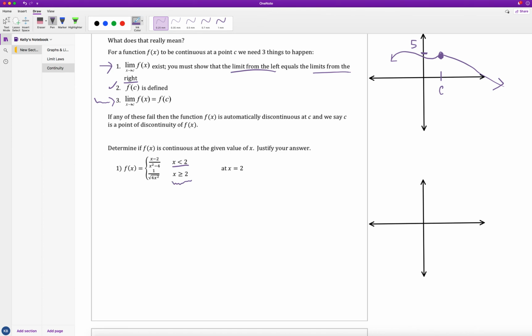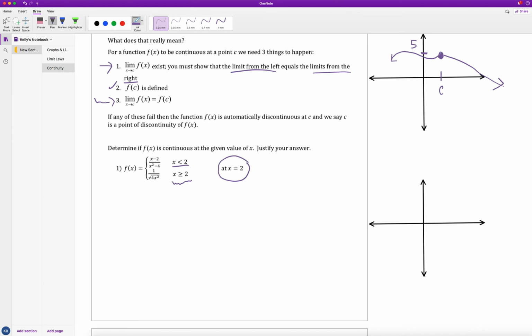So what this means is that if I'm looking at any x value that is less than 2, so 1, 0, any negative numbers, or even all the way up to 1.99999 repeating, we're going to be using this top function, which is x minus 2 over x squared minus 4. Now if we're looking at any x values that are greater than or equal to 2, so starting with 2 and taking any number bigger than it, we'll be looking at the function 1 over the square root of 4x squared. And they want to know in this example, is f of x continuous at x equals 2?